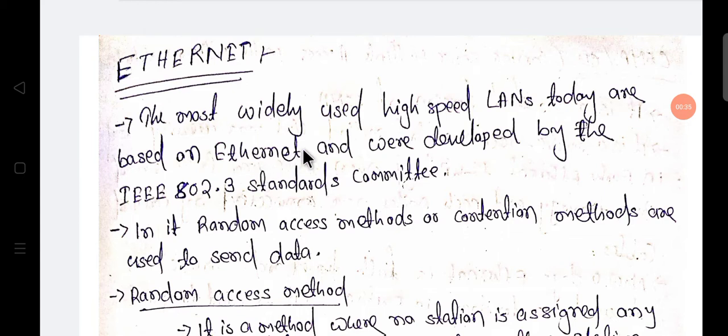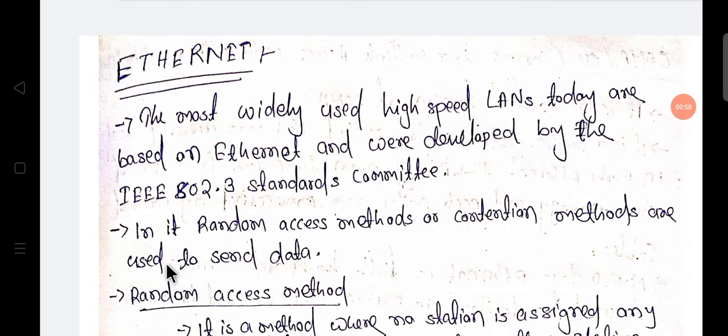Ethernet was developed by the IEEE 802.3 standard committee, and it is used for high-speed LAN networks today.